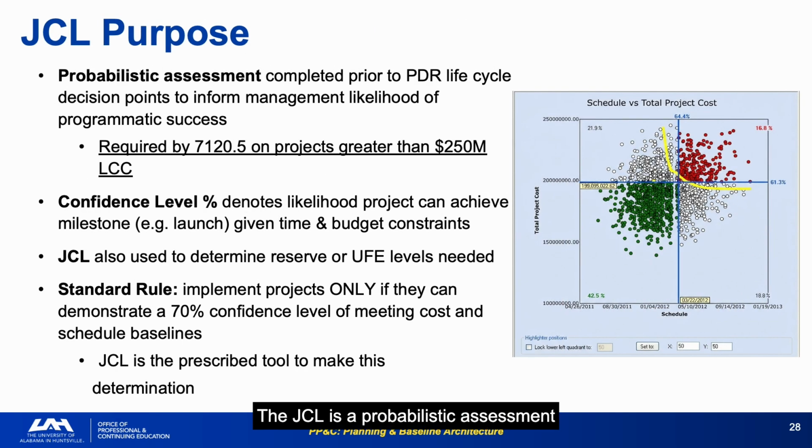The JCL is a probabilistic assessment that determines the likelihood of project success given the integrated cost, schedule, and risk environment. It must demonstrate at least 70% confidence before the project can commit to implementation. At a simple level, the JCL is the probability that you will complete your project on time and under budget. At a sophisticated level, it is a Monte Carlo simulation that integrates your cost range, schedule uncertainty, and risk register.